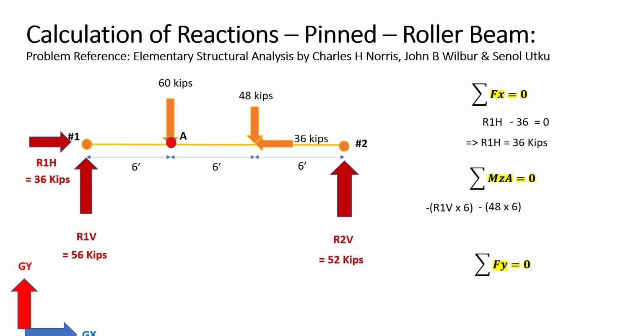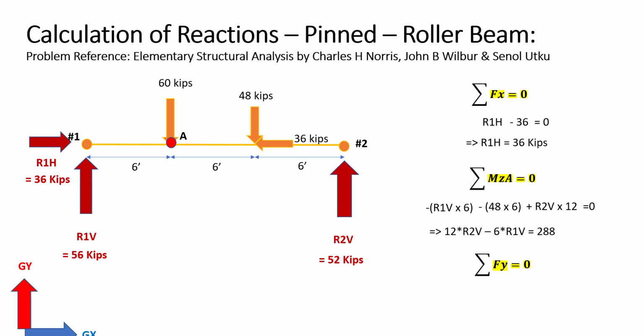So the only other force that is left is the reaction R2V. Now this R2V would create an anticlockwise moment about point A, and it is situated at a distance of 12 feet. So we'll have a positive R2V multiplied by 12, and if we set them equal to 0, we derive an equation which has two unknowns.